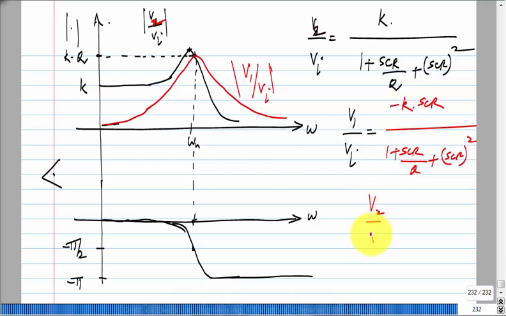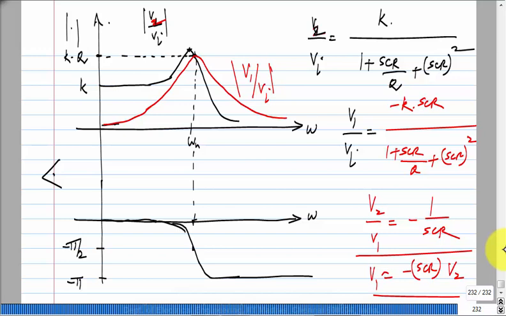we also know that V2 by V1 is, what is V2 by V1? Minus 1 by SCR, right? Or V1 is minus SCR times V2, okay? So, from this you can get the phase of V1, is not it? What is the phase of V1? Phase of V2 minus 90 degrees, that's all. So it goes like that, okay. So it goes from minus pi by 2 to minus 3 pi by 2. Now, if we didn't have this minus sign, it would have zero phase at resonance, okay.